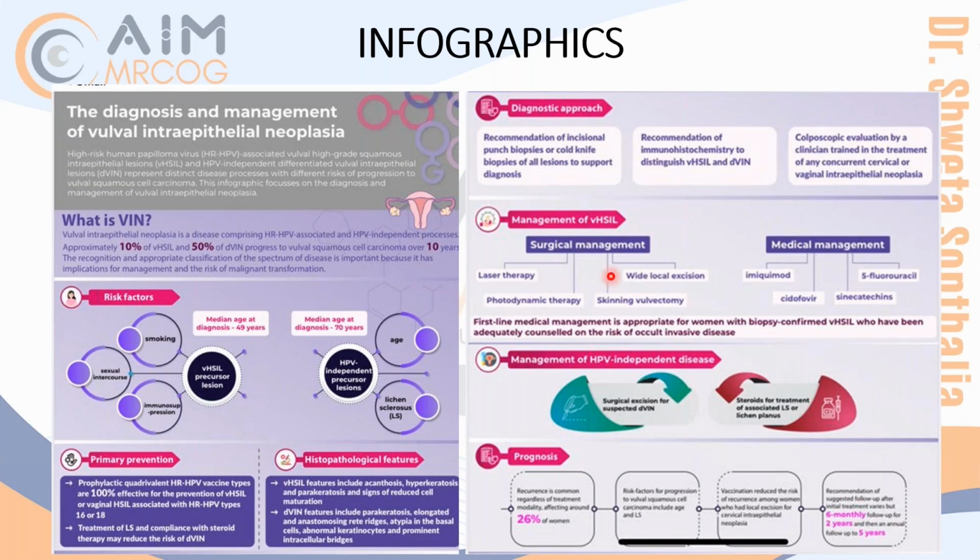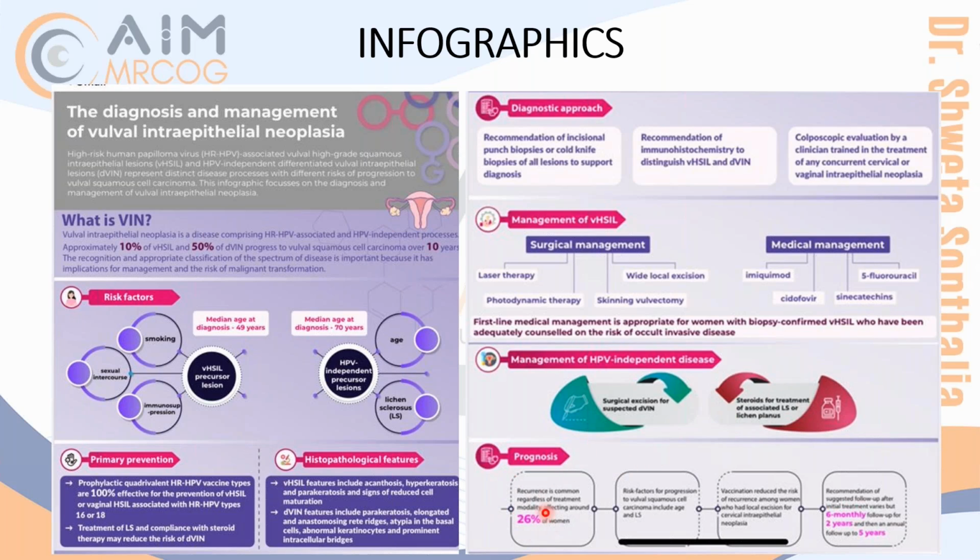Management: in surgical management, laser or wide local excision or photodynamic therapy or skinning vulvectomy according to different situations. In medical management, off-license use of imiquimod is recommended, sometimes as first line in properly selected patients. These are still under trial and not recommended yet. For management of HPV independent VIN, you will always do the surgical excision, and long term you have to give proper steroid treatment for lichen sclerosus and planus to avoid further development of VIN and cancer.